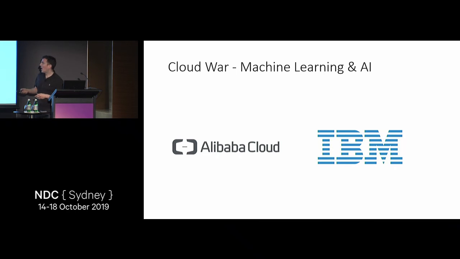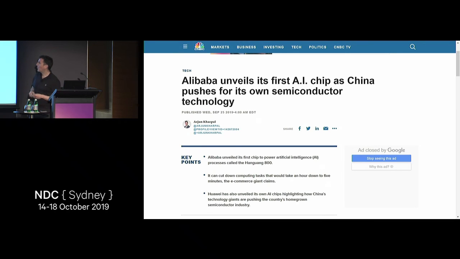In fact, with Alibaba, we see them unveiling their own AI-focused chip. So we now have an e-commerce giant and cloud hosting company releasing their own hardware focused on AI and visual processing. And that's kind of cool.